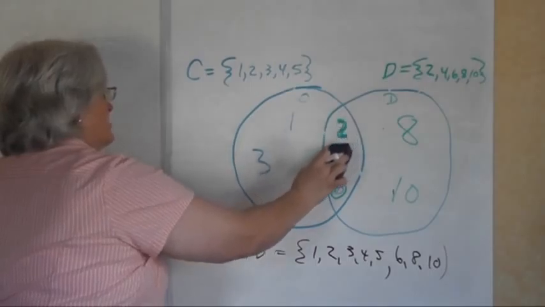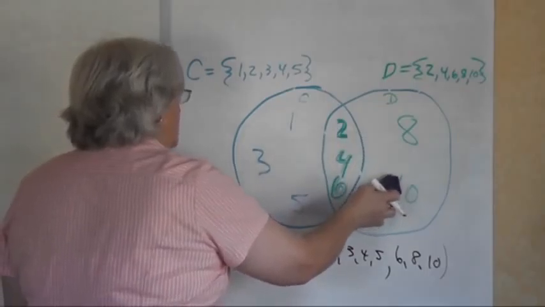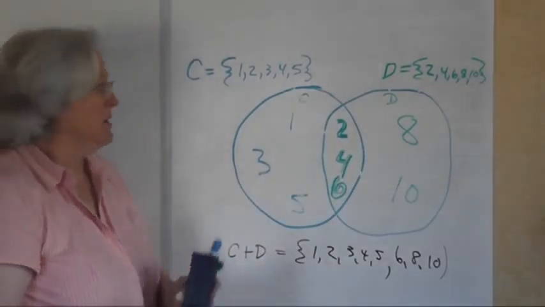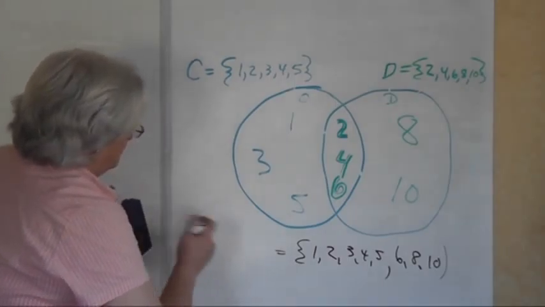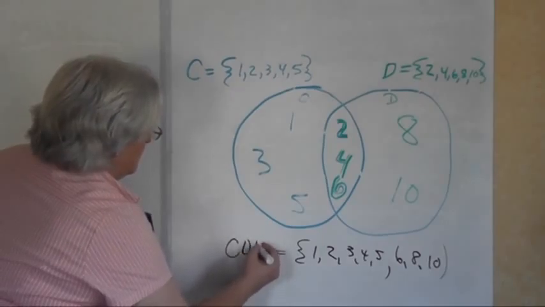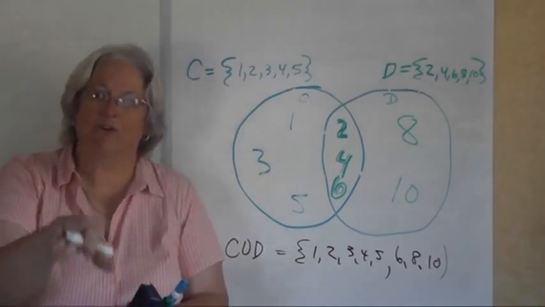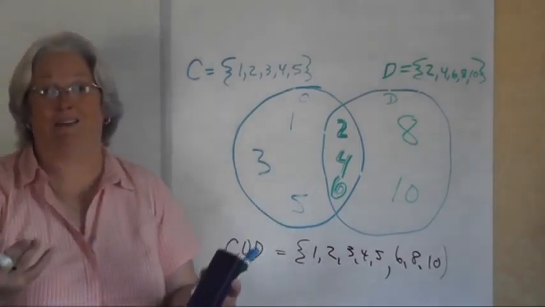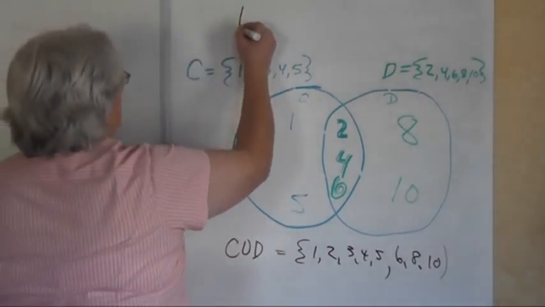Well, in set notation and Venn diagrams, we do not say C plus D. We say C union D. C union D. That's not code. There's something that's a little different about how you do the U, I can't distinguish it. But the U is union.